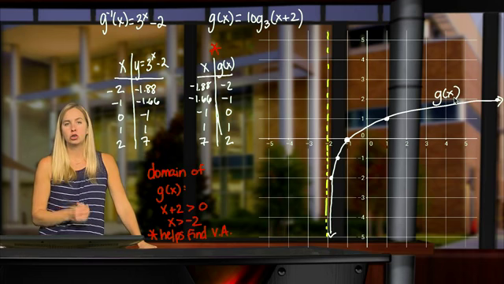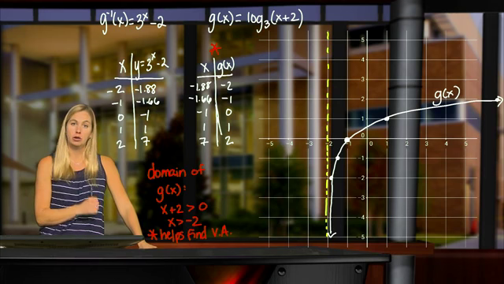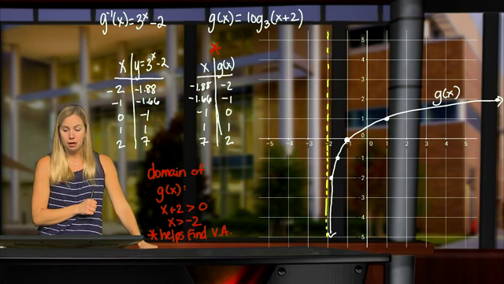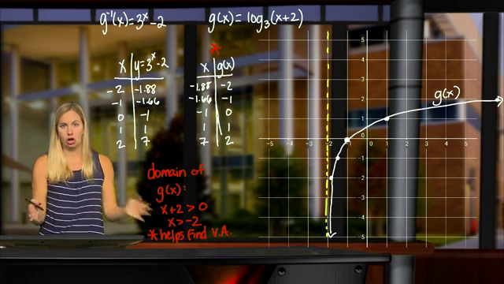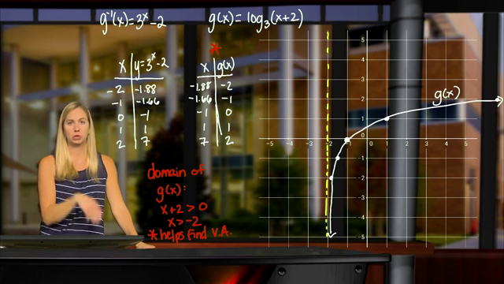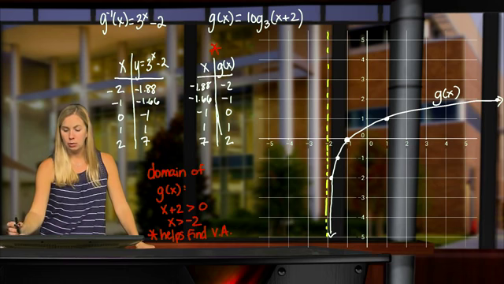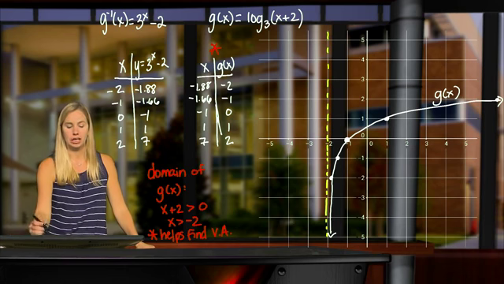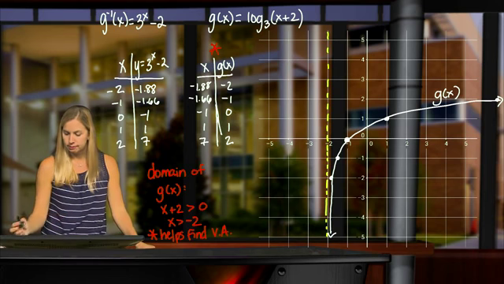If you choose to graph both g of x and its inverse on one grid, you need to make sure that you label both of them, okay? Don't just leave two graphs and call it a day. Tell me which one is the original function g of x, which one is its inverse. And you can do that quickly by just labeling one g of x and the other one g inverse of x.